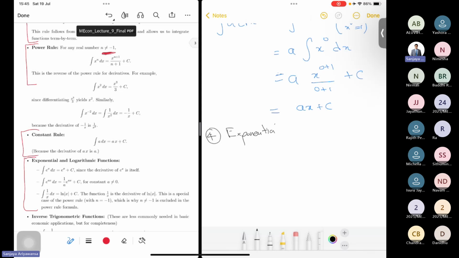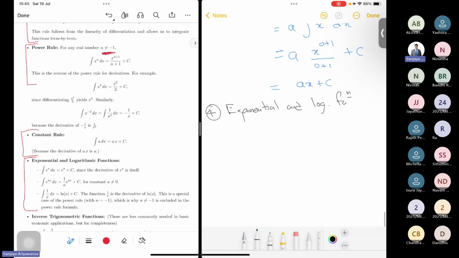Exponential and logarithmic functions. Right, so what are we told over here? Let's look at the first one. We are asked to integrate the function e to the x with respect to dx. According to the rule, if you integrate e to the power x with respect to dx, you again get e to the power x plus c.